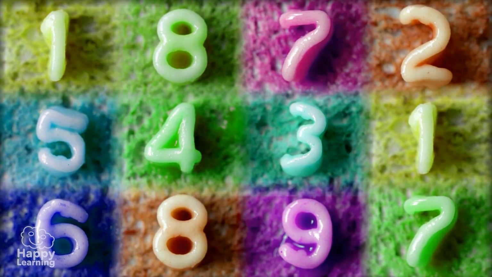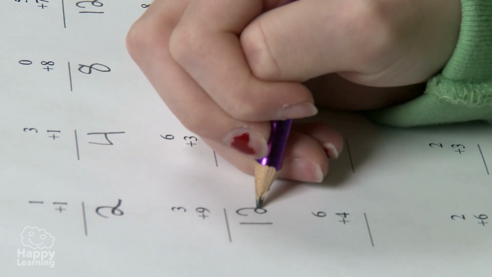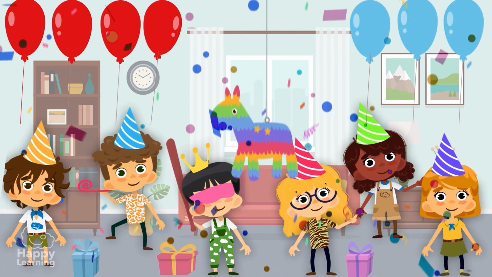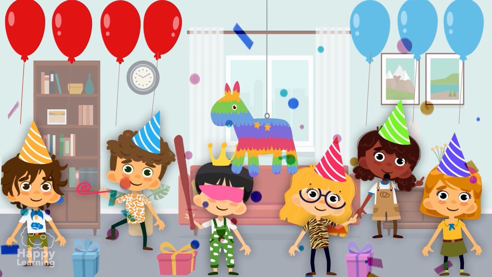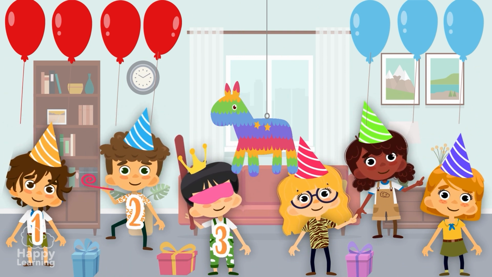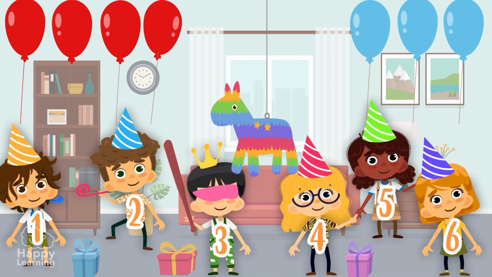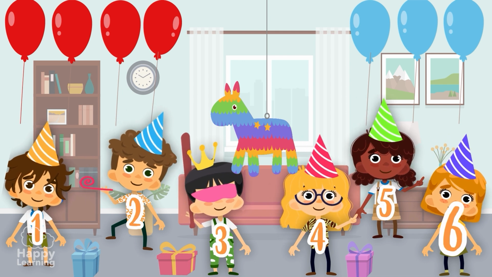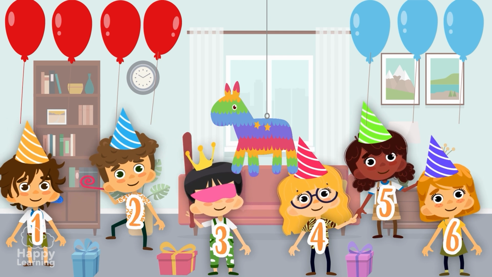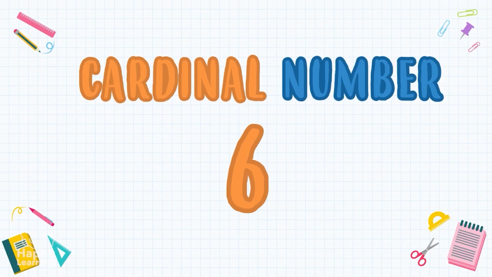Cardinal numbers are the ones we use to count or to do accounts. The happy panda is having a birthday party. How many children are there at his party? Let's count them. 1, 2, 3, 4, 5, and 6. They are 6 children. So we can say the number of children at the party is 6. That 6 is a cardinal number.